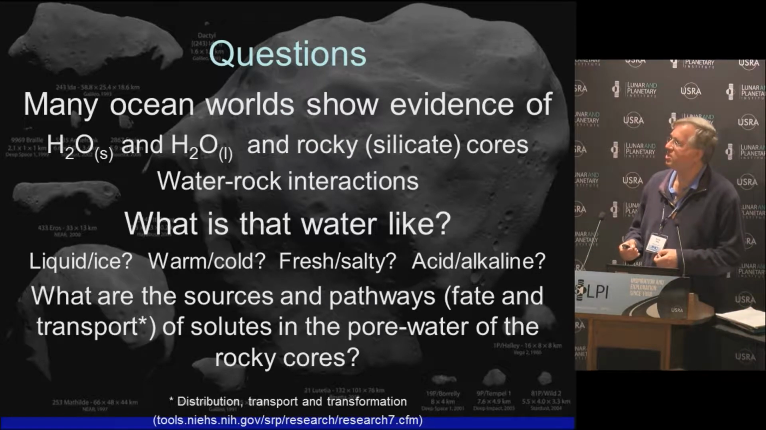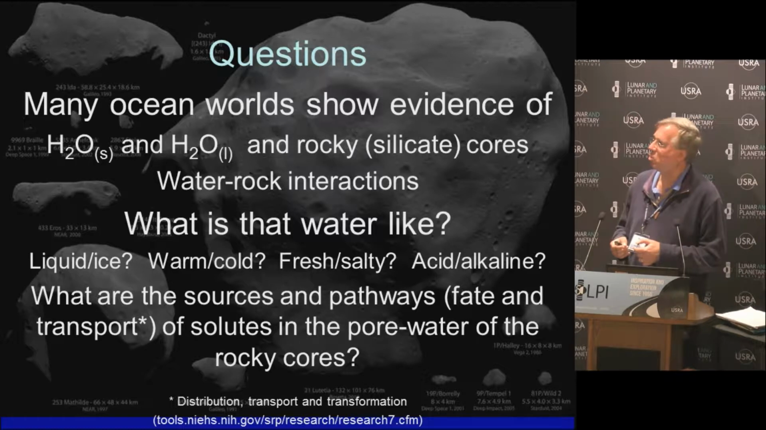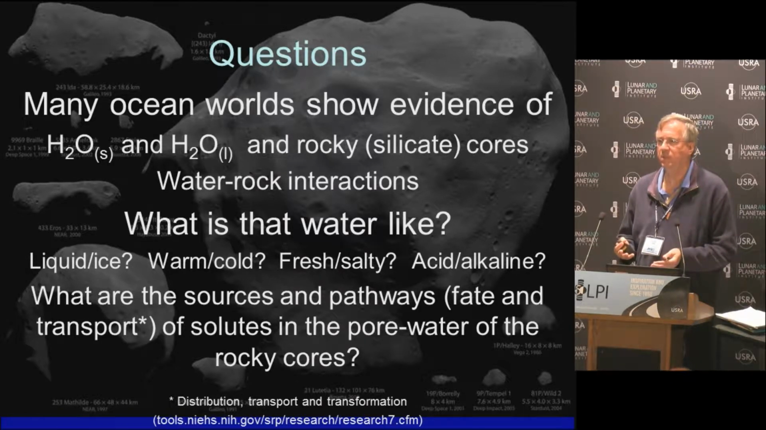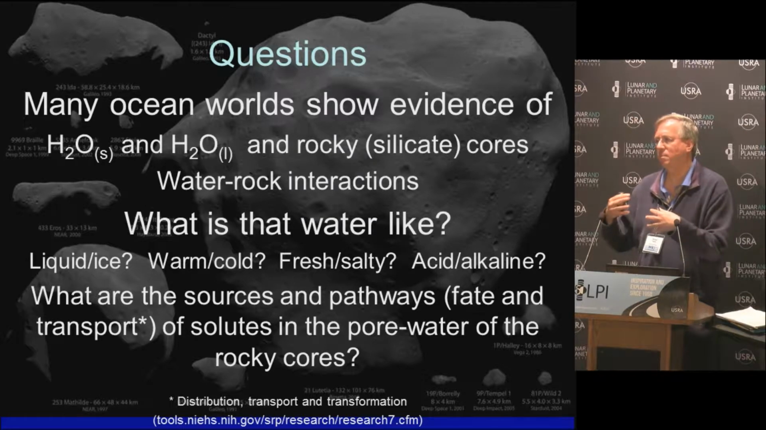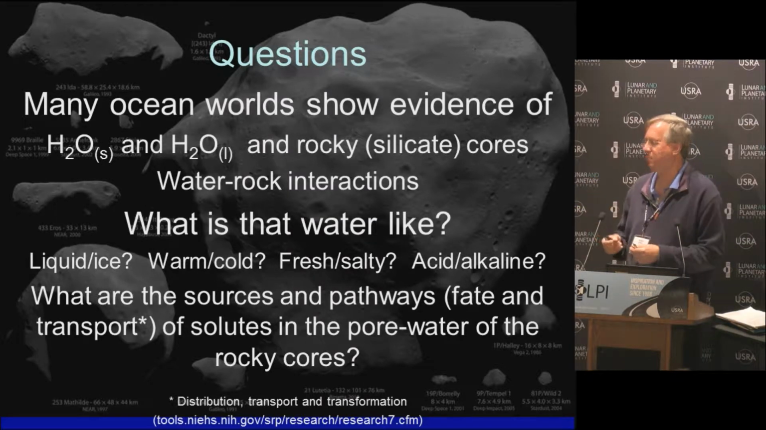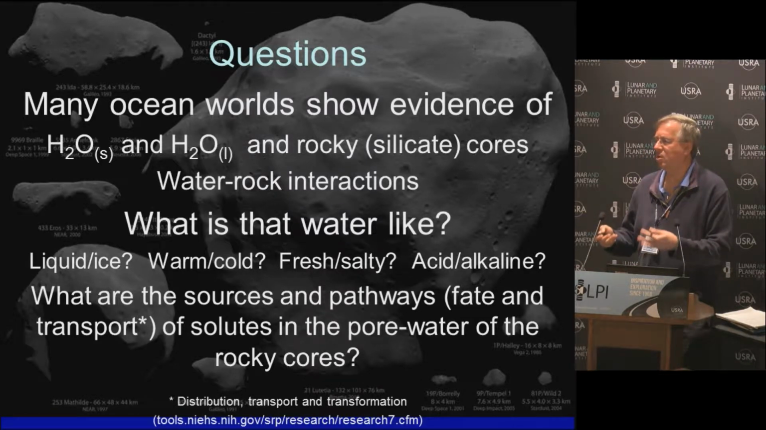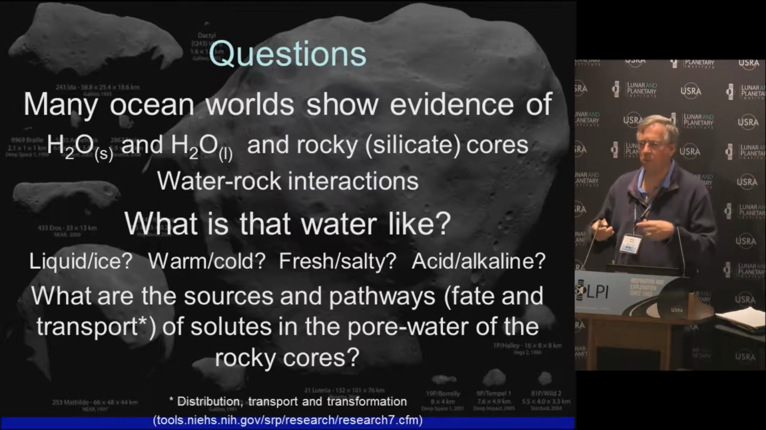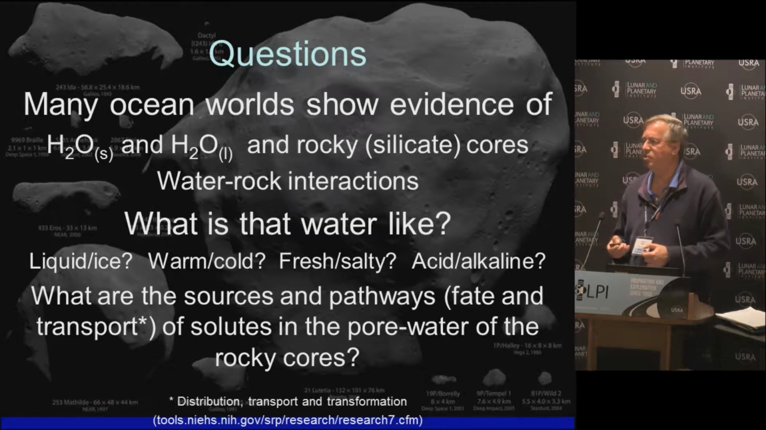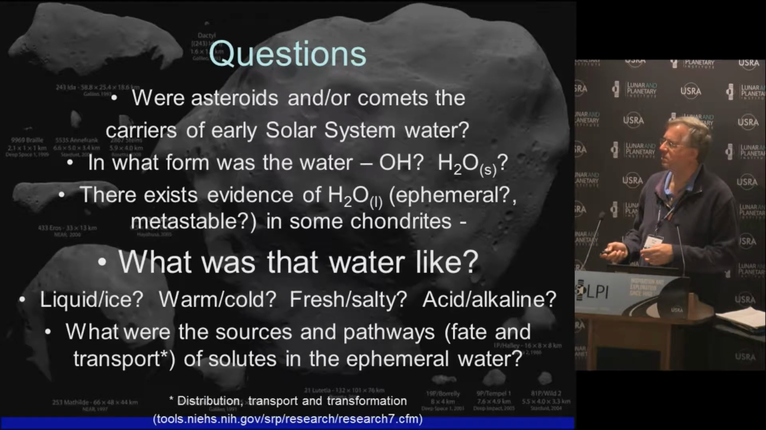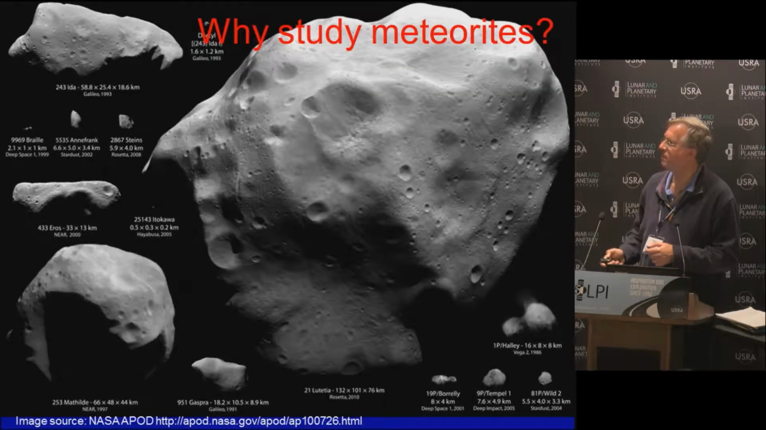Well, in this context, at this meeting, ocean worlds show evidence of water in different forms, rocky silicate cores, water-rock interaction. This is all we've been hearing about for the past day, and we'll hear more. What is that water like? And they're basically all the same questions. So even though I haven't worked on my chondrites specifically from the point of view of the ocean worlds problem, the questions are very similar, and understanding what the water might have been like, or must have been like, to produce the observed features in C-chondrites has been what I've been working on, on and off, for some decades.